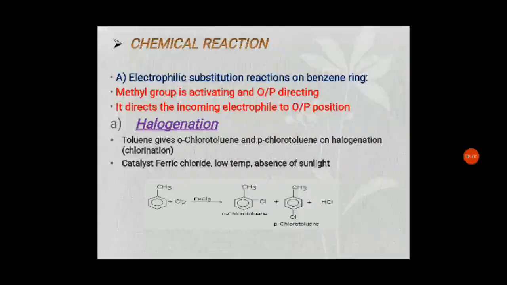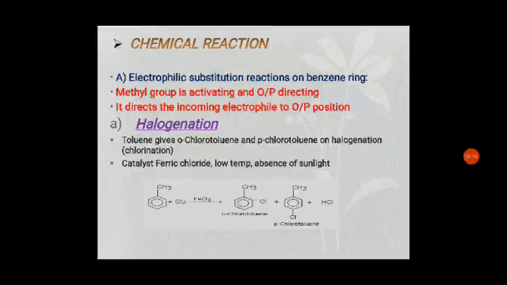First part, electrophilic substitution reaction on the benzene ring. Now we know that the methyl group is an activating group and it is an ortho-para directing group. So it directs the incoming electrophile. What is meant by electrophile? Electrophile means a species with a positive charge. It directs that incoming electrophile towards the ortho and para positions.